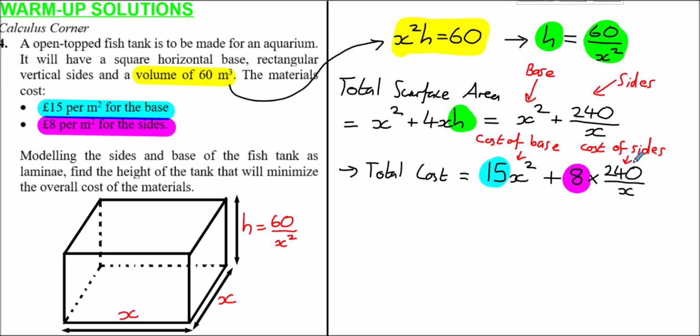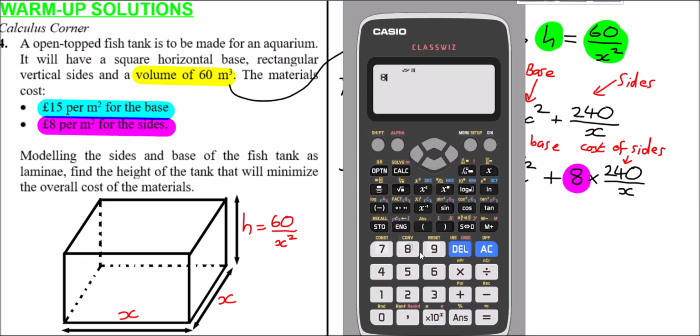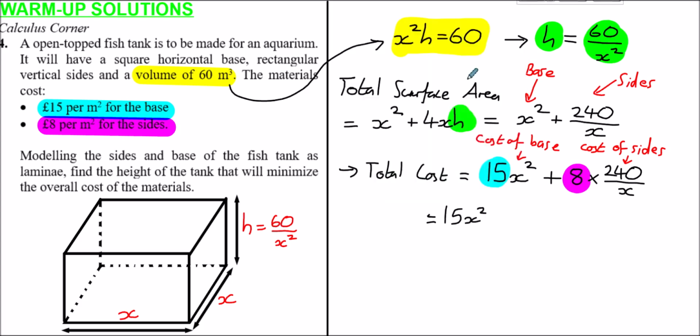So we now need to go a bit further. We can neaten this up. So the total cost is 15x squared. 8 times 240, let's just do that. 8 times 240 gives us 1920, x to the power minus 1. I'm going to call this total cost C, because cost begins with a letter C. So let's just say that C equals 15x squared plus 1920x to the minus 1.